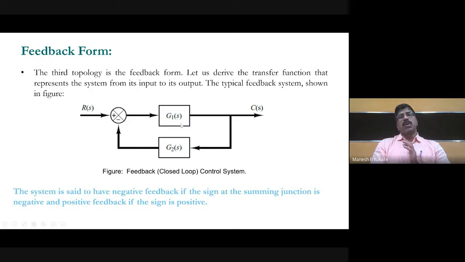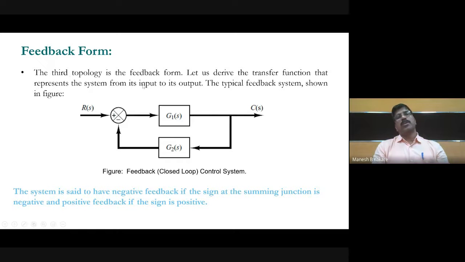Okay, so this can also be reduced into a single block, and that transfer function will be equal to G1 divided by 1 minus G1 G2. So this can be reduced into a single block, G1 of S divided by 1 minus G1 G2. Depending on the sign, if it is a minus sign, then it will be 1 plus G1 G2. And if this is a plus sign, then G1 divided by 1 minus G1 G2 of S.